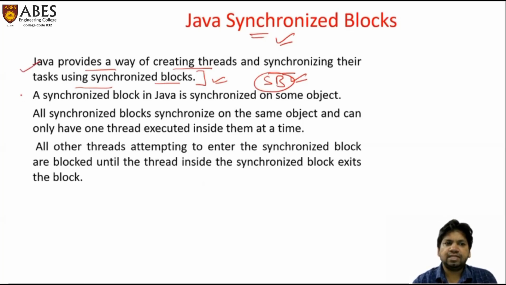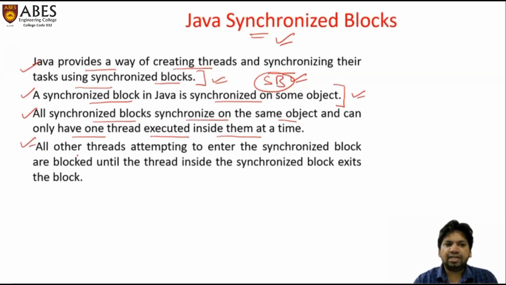First part. In the second part, synchronized blocks in Java synchronize on the same object. They work on the same object. In the third part, all synchronized blocks synchronize on the same object and only one thread can execute inside them at a time. Inside the block, one thread will execute at the same time, not others.